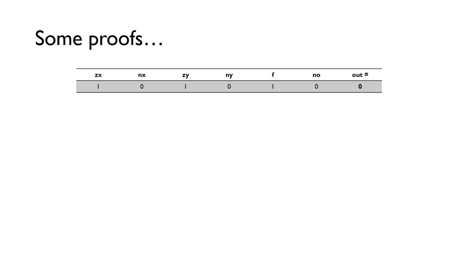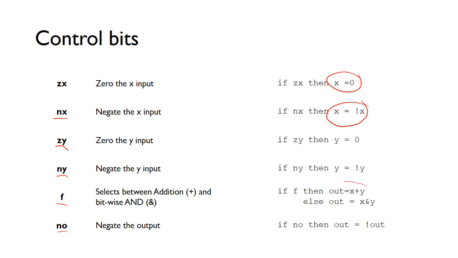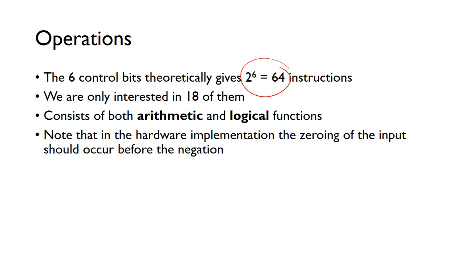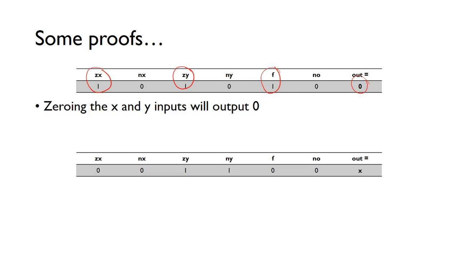For this example, we have 101010. This opcode on the arithmetic logic unit provides a 0 on the output. It's quite easy to see why. We've got a value on X. We just zero X, so whatever the value of X is, X will be 0. This will cause Y to be 0, and then we know that F is 1, so we're going to do addition: X plus Y. So obviously here we'll have 0 and 0, which is going to give us 0 on the output. Similar for this next example.